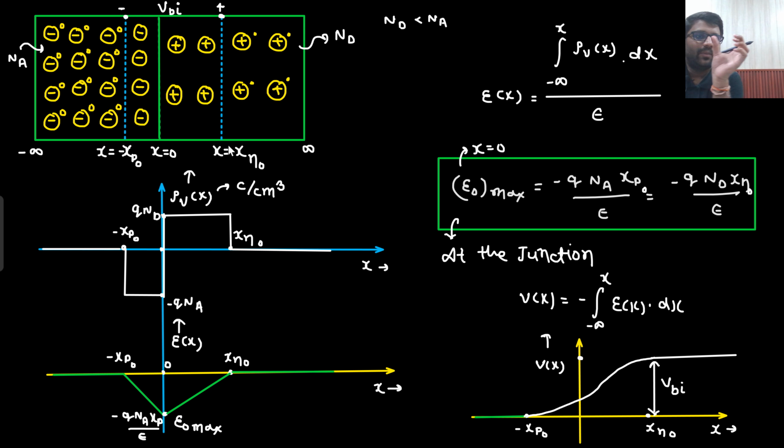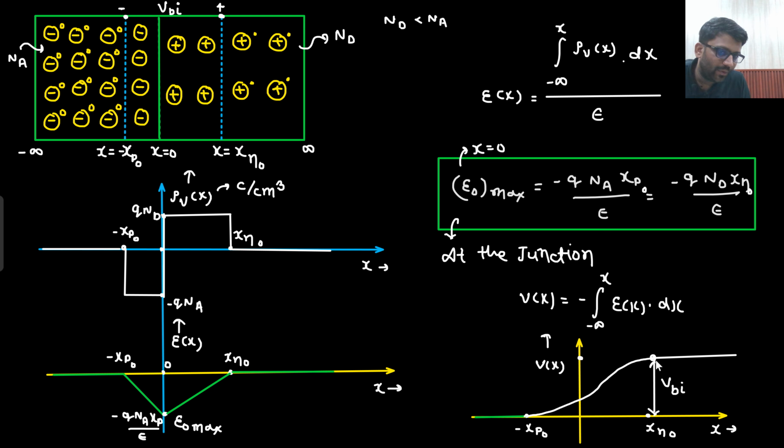Whatever potential your depletion width has, that potential is the built-in potential only. So starting from here, from 0, you have built up some potential. But basically, if I integrate this particular graph, this is what I will be getting. Since there is a negative sign, I will get a reflection, a mirror image. So this negative graph would become a positive graph.